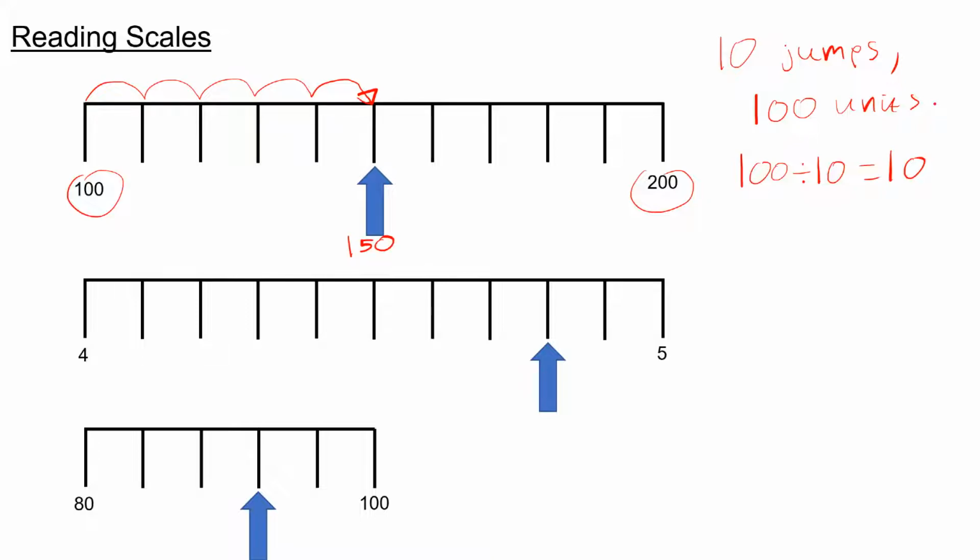If we look at the second question, we have again 1, 2, 3, 4, 5, 6, 7, 8, 9, 10 jumps, but this time it's only going up by 1. So we have 1 divided by 10. This is what the scale is going up in, which is just 0.1. So we can see that the scale is going up in 0.1, so that means the arrow needs to be pointing at 4.9, 4.8.